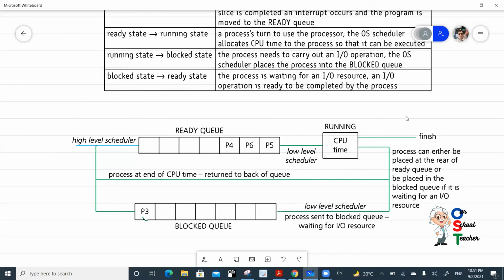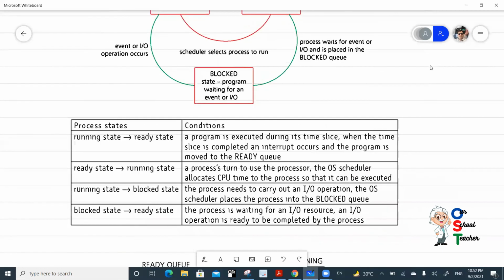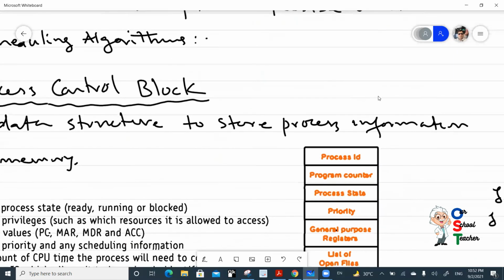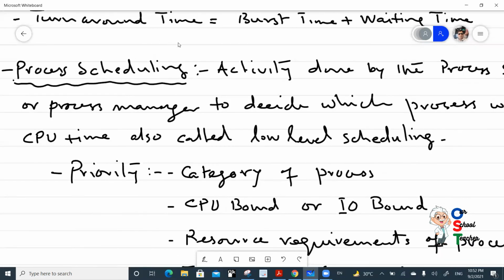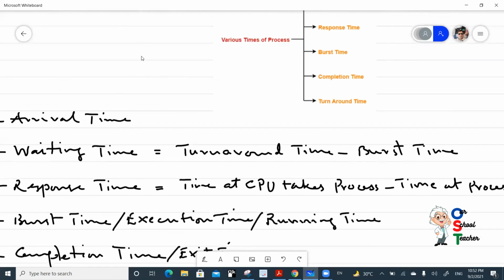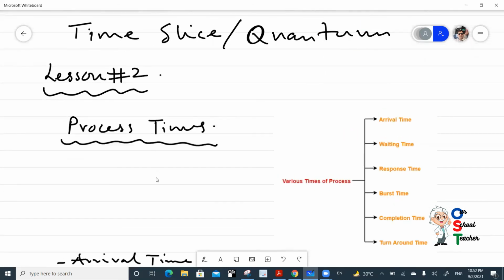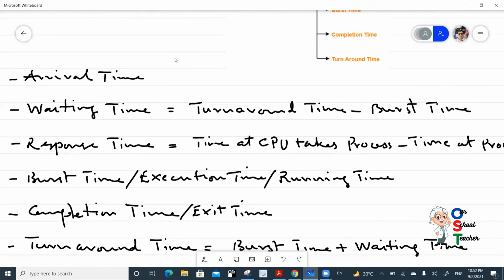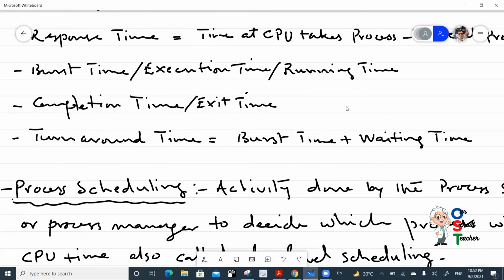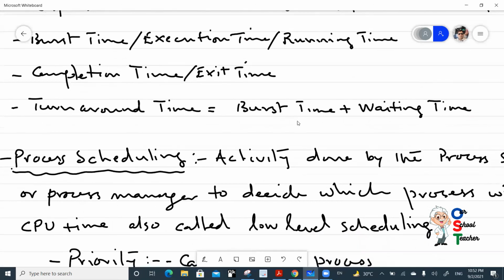So here we end our today's lesson. We have discussed a number of different concepts related with processes. We have started from the concept of process. What is a process? And then we have seen that a process can have different times: arrival time, waiting time, response time, burst time, completion time, and turnaround time. Then we have seen the process scheduling.